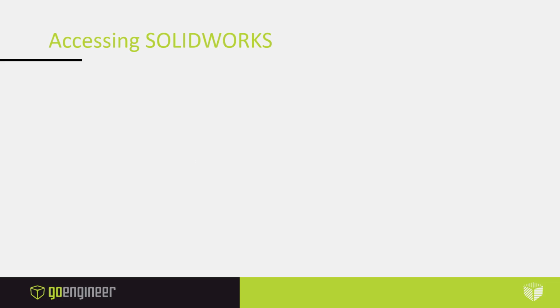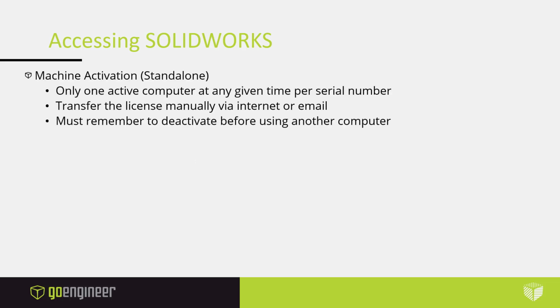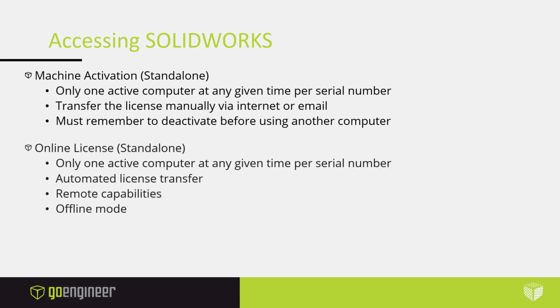All right. Just really quick, you all might be familiar with the different methods. The two standalone methods we have are machine activation and online license. Machine activation means you can only have one computer active at a time. And if you need to access multiple computers, you need to manually transfer that back and forth through email or over the internet.